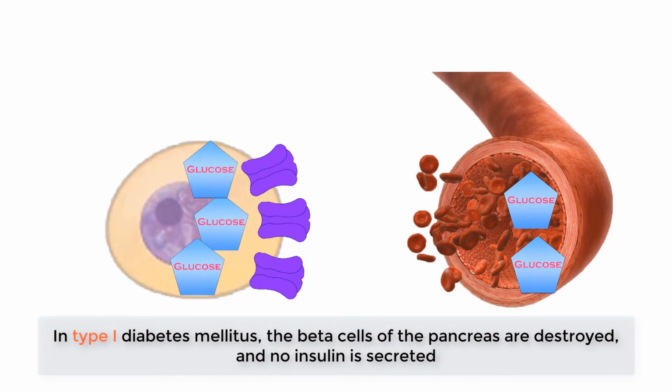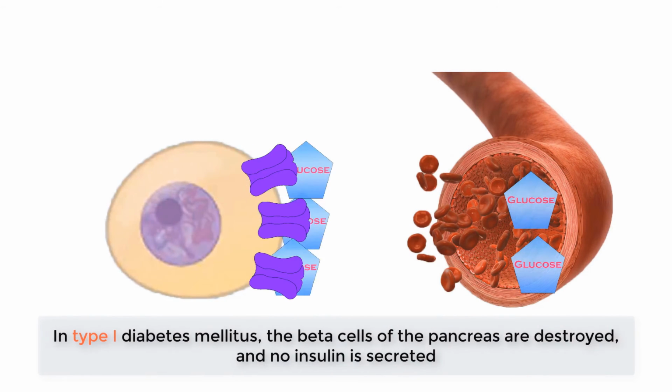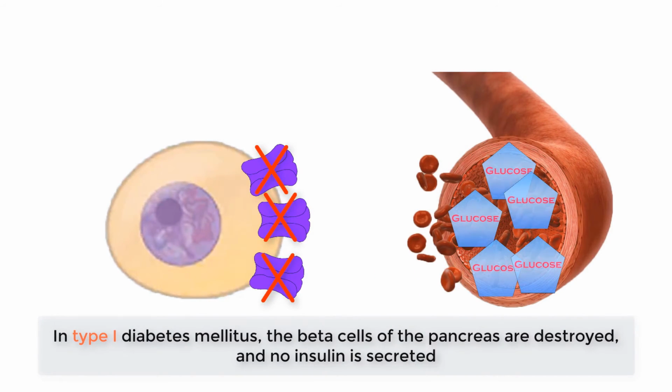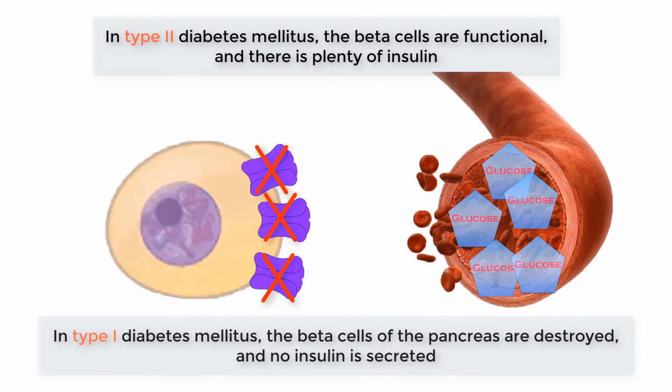In type 1 diabetes mellitus, the beta cells of the pancreas are destroyed and no insulin is secreted. Thus, glucose does not diffuse into cells through GLUT4 receptors. The glucose remains in the blood, resulting in severe hyperglycemia, and does not enter the cells, causing cell starvation. In type 2 diabetes mellitus, the beta cells are functional and there is plenty of insulin, but cells become less responsive to the insulin, leading to fewer GLUT4 receptors being available. This also results in hyperglycemia and the severe health problems associated with it.